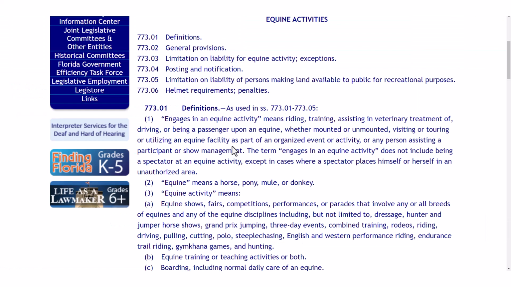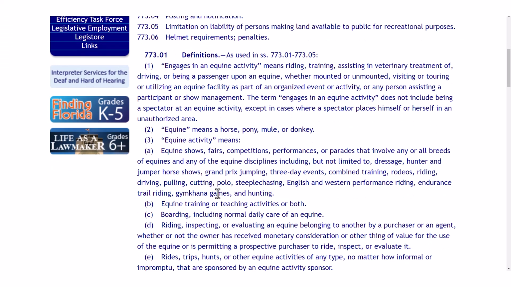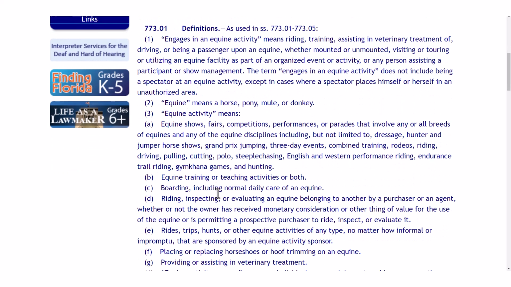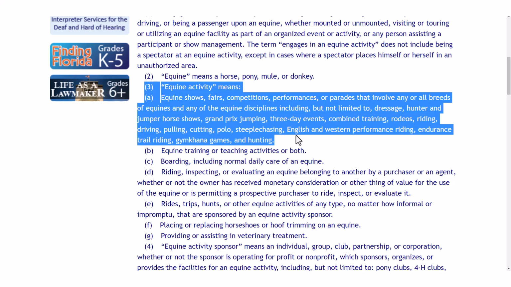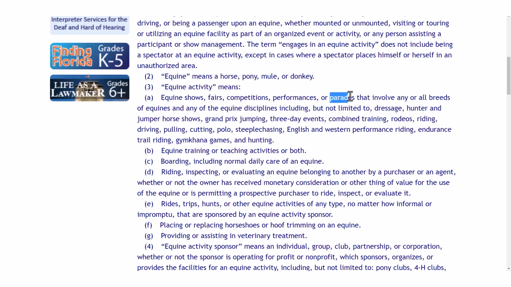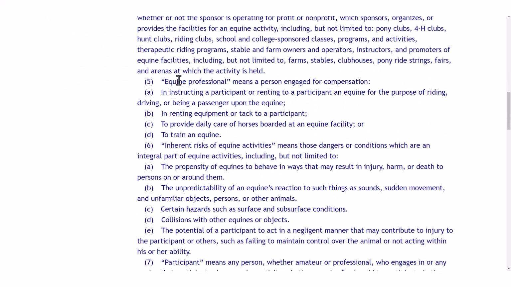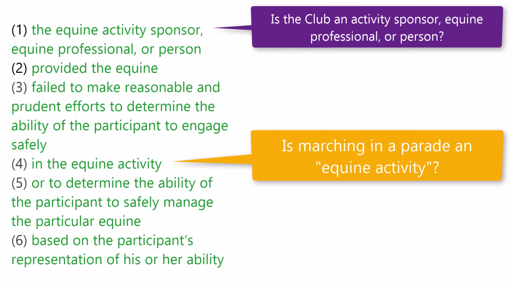Okay, so I'm going to go back to the original here. Of all of the elements that we came up with, we see here that equine activity is defined. That was one of our questions. And here it specifically says that parades are included as an equine activity, so that element would be met. And then let's see what other... Okay, equine professional means a person engaged for compensation in instructing and renting to provide daily care to train an equine. So that one would be met as well. So at least 2 of the elements are defined here.